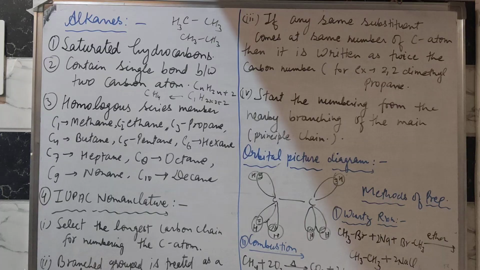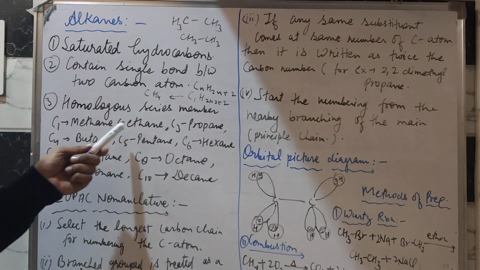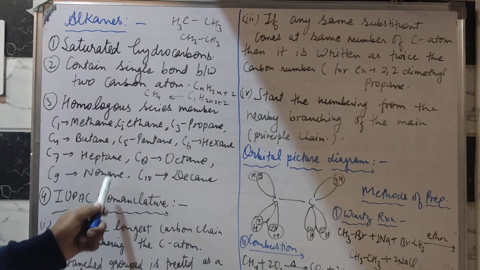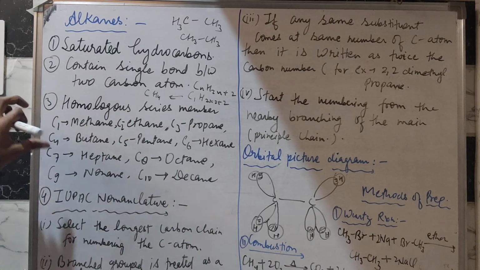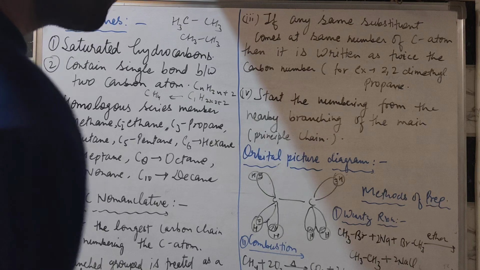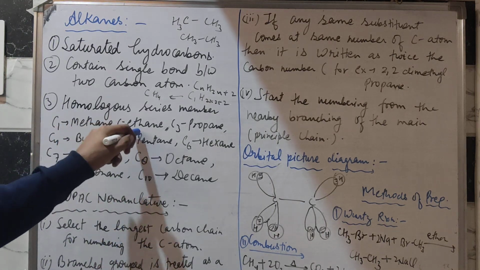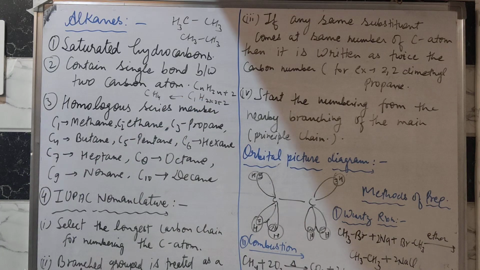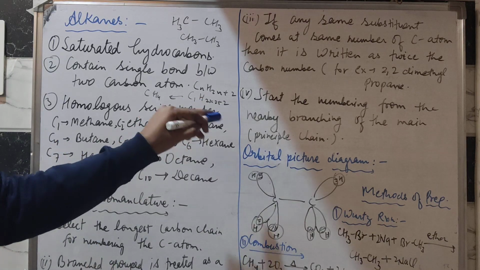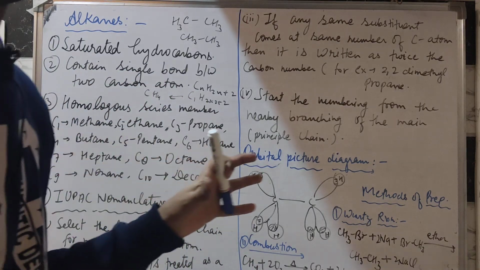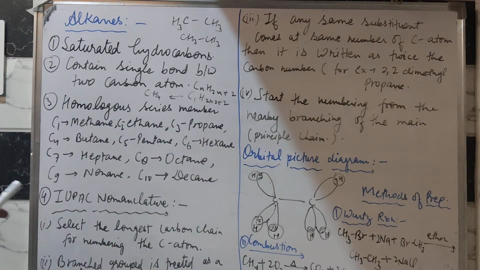So CnH2n+2, and the members are methane, ethane, propane, butane, pentane, hexane, heptane, octane, nonane and decane. These first 10 members of the homologous series you should know very well. So methane CH4, C2H6 ethane, C3H8 propane and so on. By putting in values one by one in this formula, you will get the required formula of the given compound.